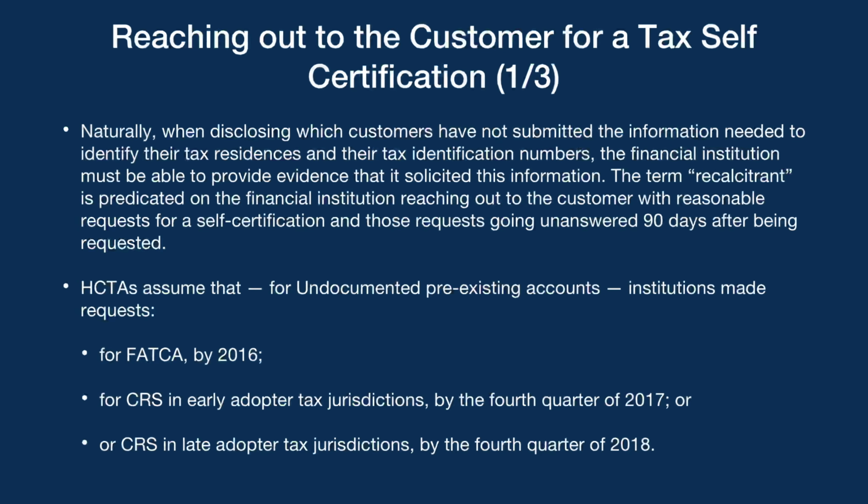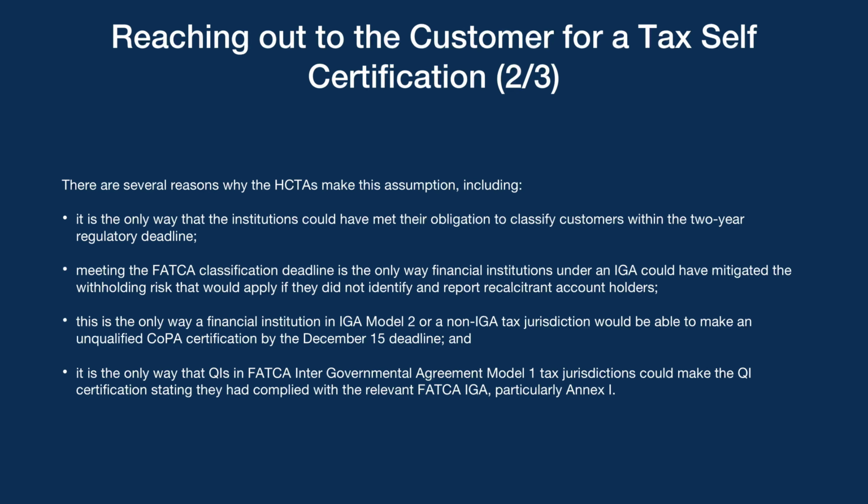Host country tax authorities assume that, for undocumented pre-existing accounts, institutions made these requests for FATCA by 2016, for CRS in early adopter tax jurisdictions by the fourth quarter of 2017, or for CRS in fast following tax jurisdictions by the fourth quarter of 2018. There are several reasons why host country tax authorities make this assumption. These include, but are not limited to, it is the only way that the institutions could have met their obligation to classify customers within the 2-year regulatory deadline.